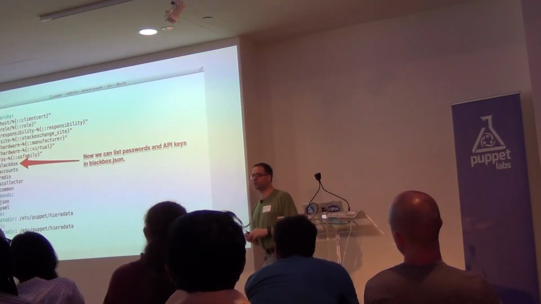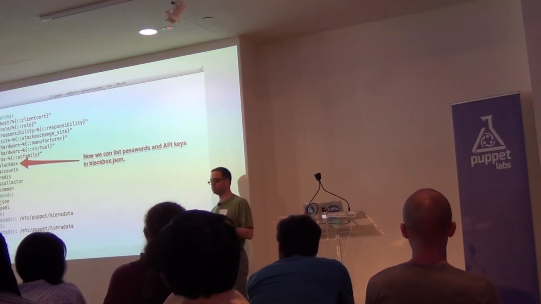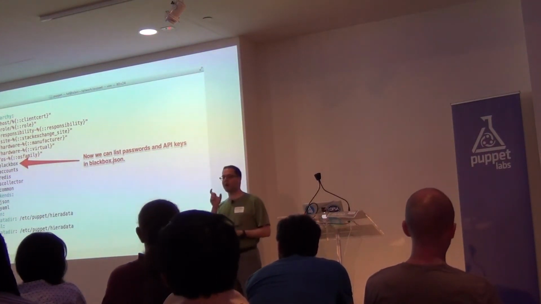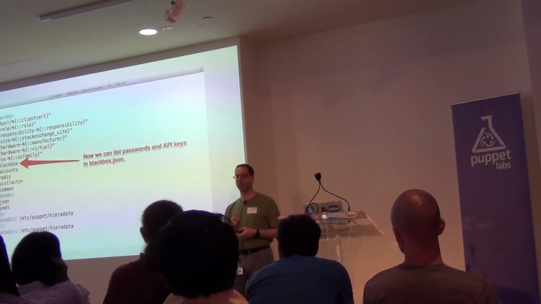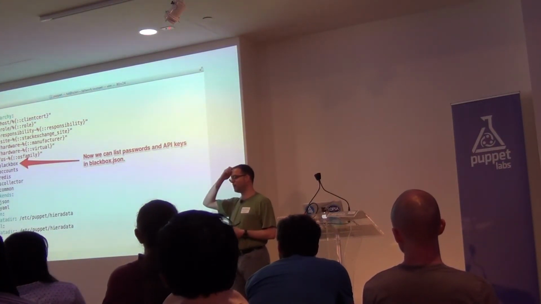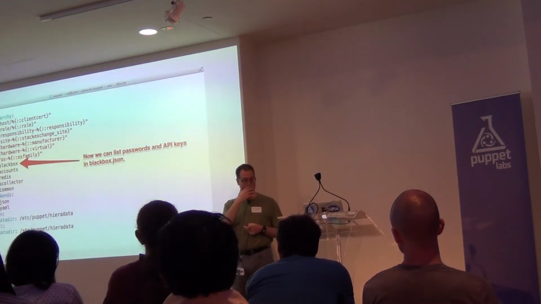So that's sufficient for big files like SSL certificates and stuff. But what about little bits of text, like passwords and API keys? You wouldn't want to have to create a separate file for every little password that you want to store.